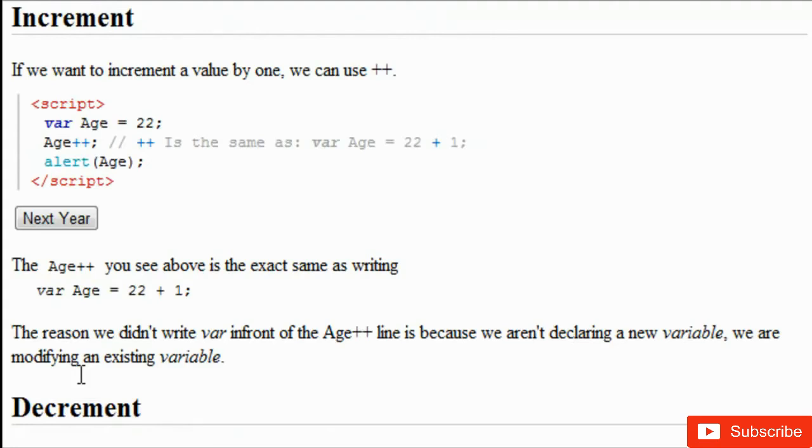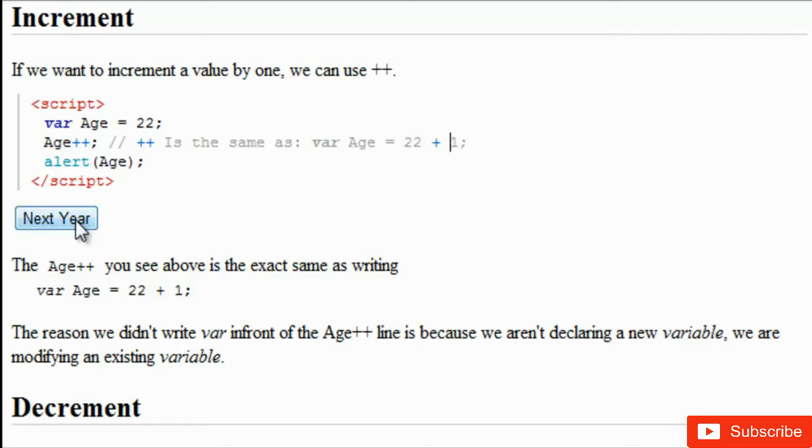Next, let's look at increment. If we want to increment a value by 1, we just use plus plus. So here we have a variable age is equal to 22. Then we wrote age plus plus semicolon, and that's our entire line. And what the plus plus really means is age is equal to its own value plus 1.